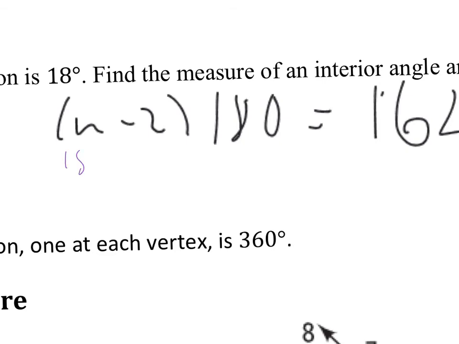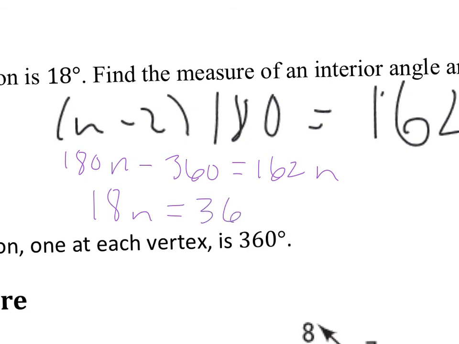So I have 180n minus 360 is equal to 162n. So I do 180 minus 162. I get 18n. And I'm going to add over my 360 and then divide by 18. 360 divided by 18, and I would get n is equal to 20. So that already has my number of sides in it. So for that one, the number of sides would be 20.